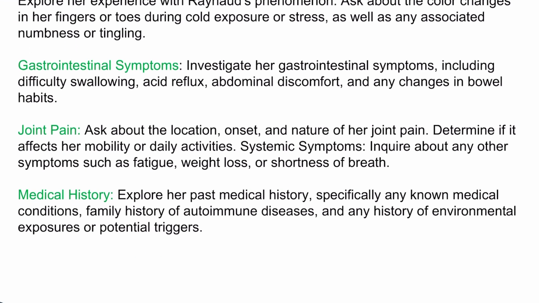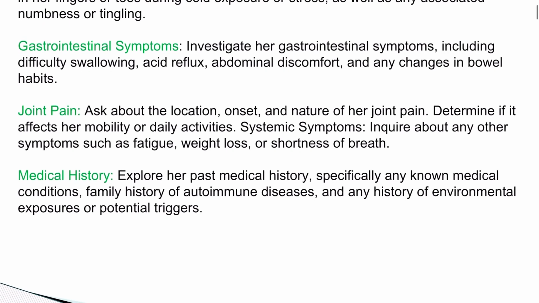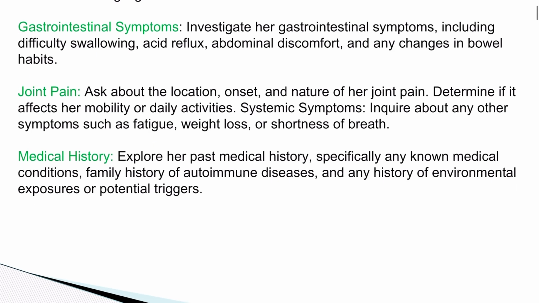What about the joint pains? Ask about the location, onset, and nature of the joint pain. Determine if it affects her mobility or daily activities. Systemic symptoms: inquire about any other symptoms like fatigue, weight loss, or shortness of breath. And explore the past medical history, specifically any known medical conditions, any family history of autoimmune diseases, and any history of environmental exposure or potential triggers.